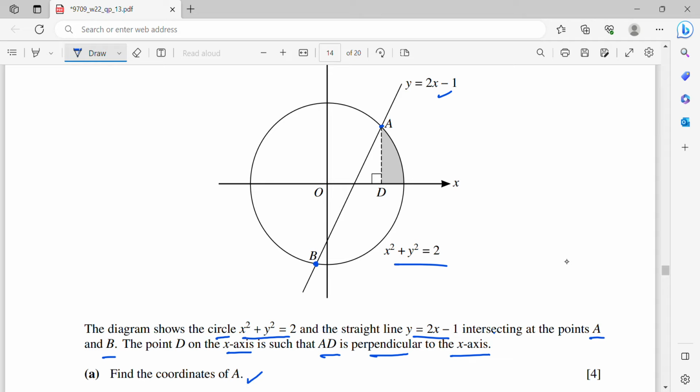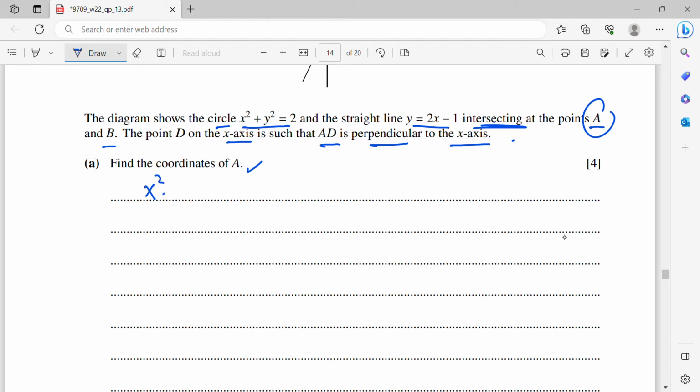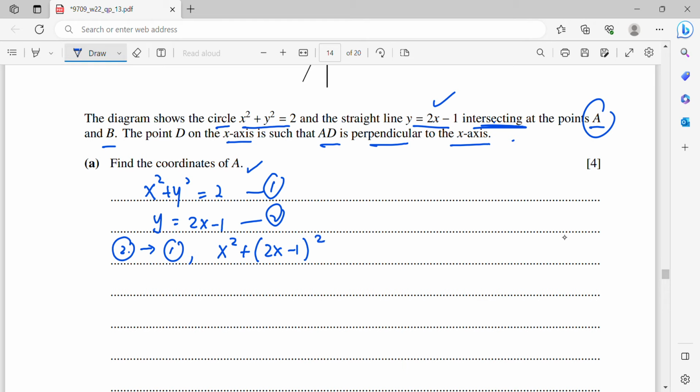So from this question, since your A is one of the intersection points, the easiest way to solve A is to solve these two simultaneous equations. Alright, so now x squared plus y squared equals 2. That's the first equation. Then the straight line y equals 2x minus 1, which is here, the second equation. So now I'm going to replace the y in the first equation by the second equation. So substitute second into first. So x squared plus the y will be replaced by 2x minus 1, then you square it, and that equals 2.